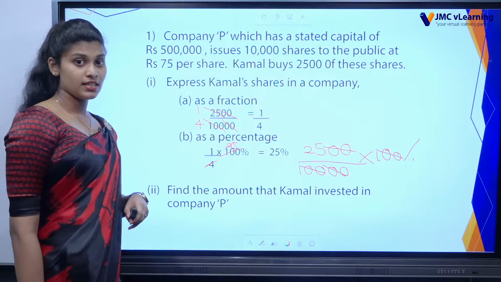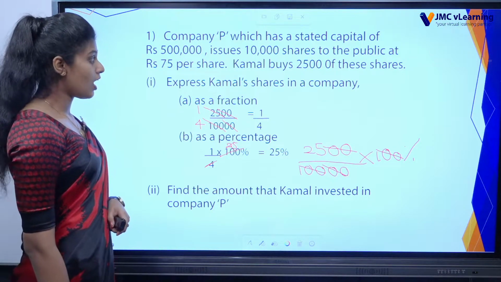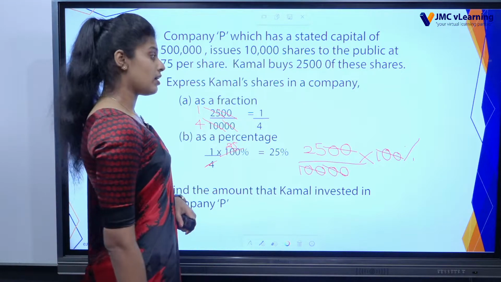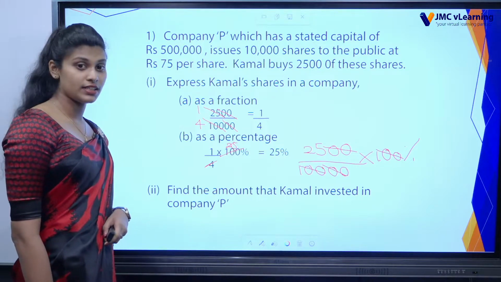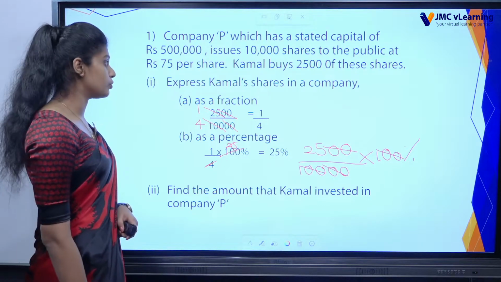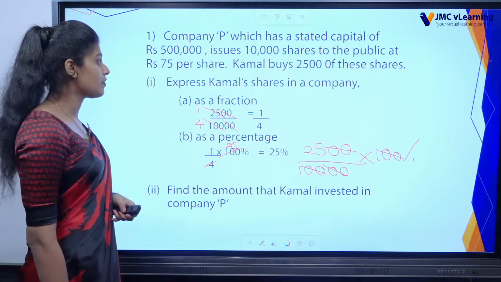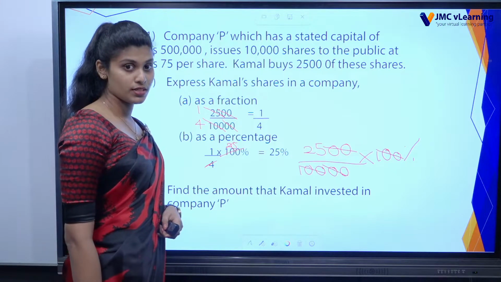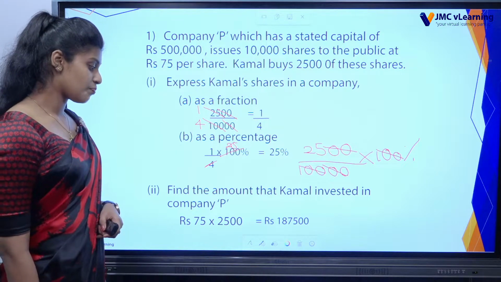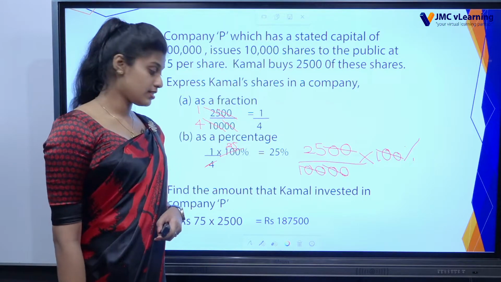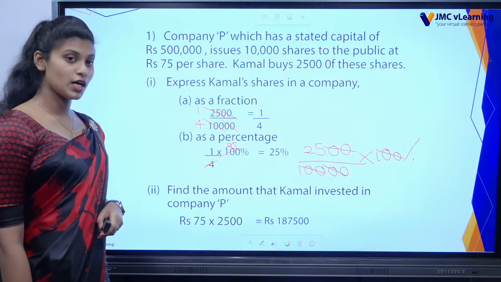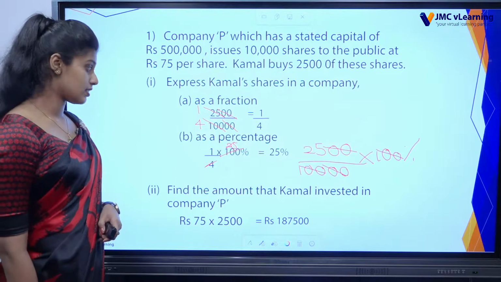Then find the amount that Kamal invested in company P. The 1 share is 75. How many shares does Kamal buy? 2,500. Now let's find how much money Kamal invested in company P. What you have to do? You have to multiply 75 by 2,500. Then we can take the answer as 1,87,500. This is the amount that Kamal has invested.